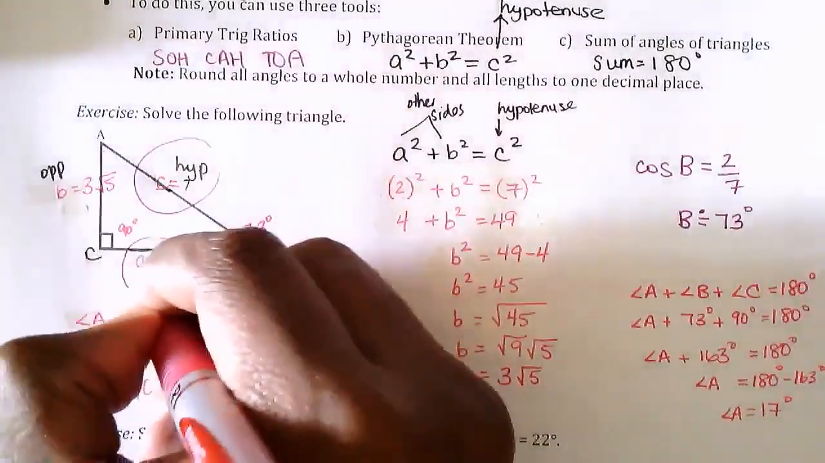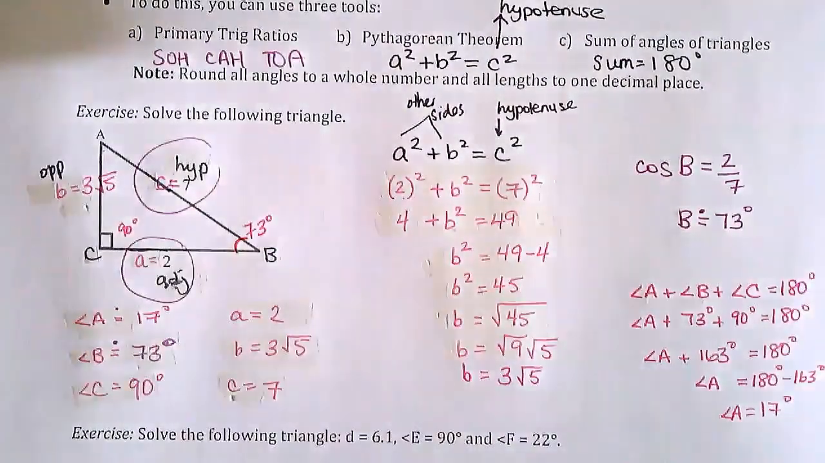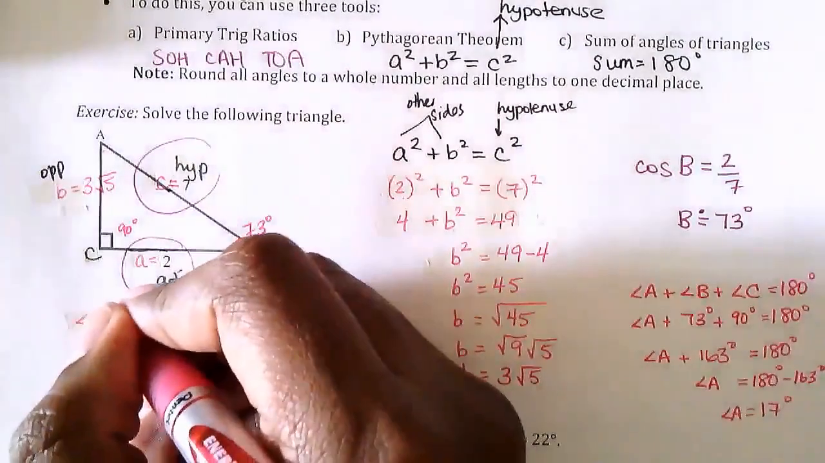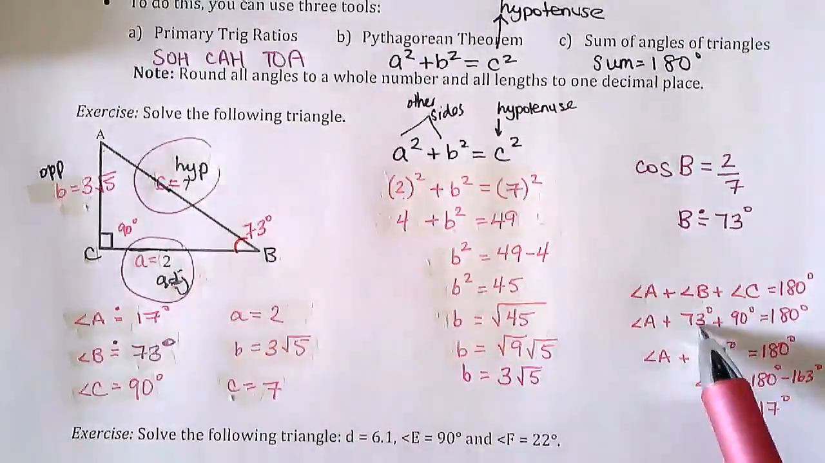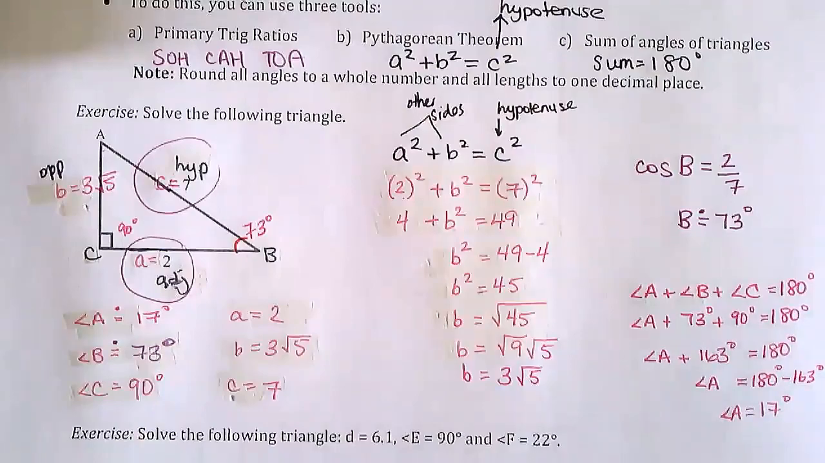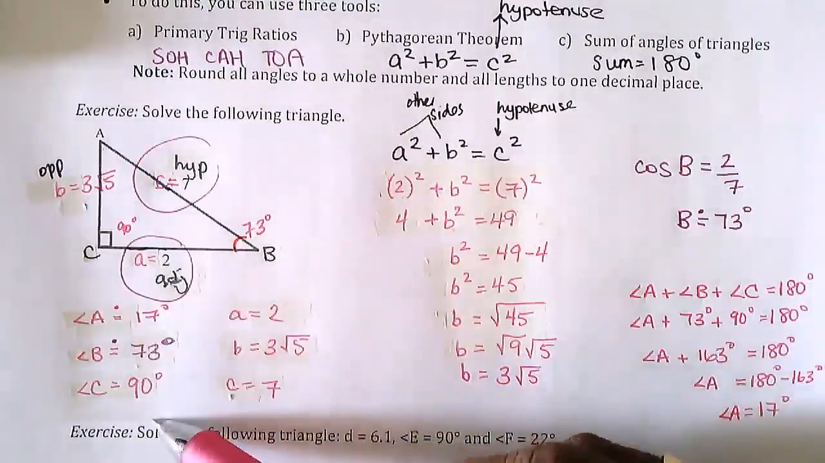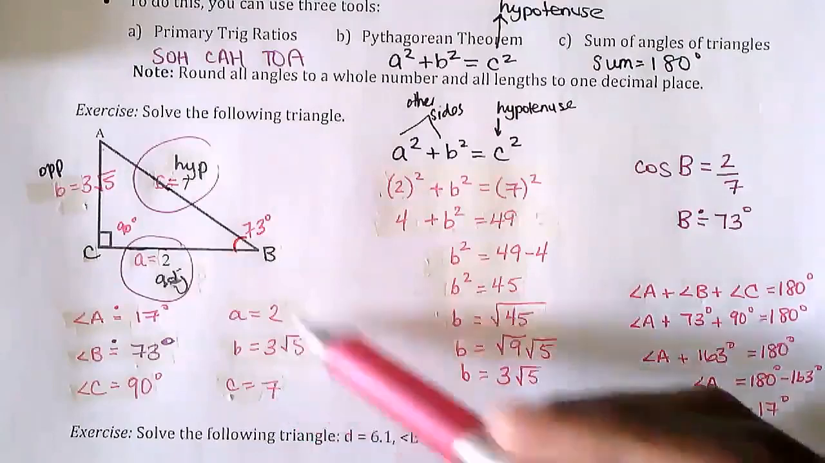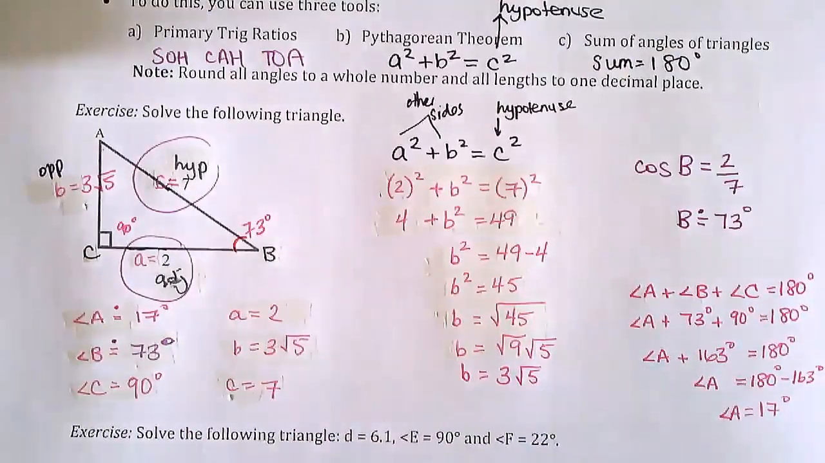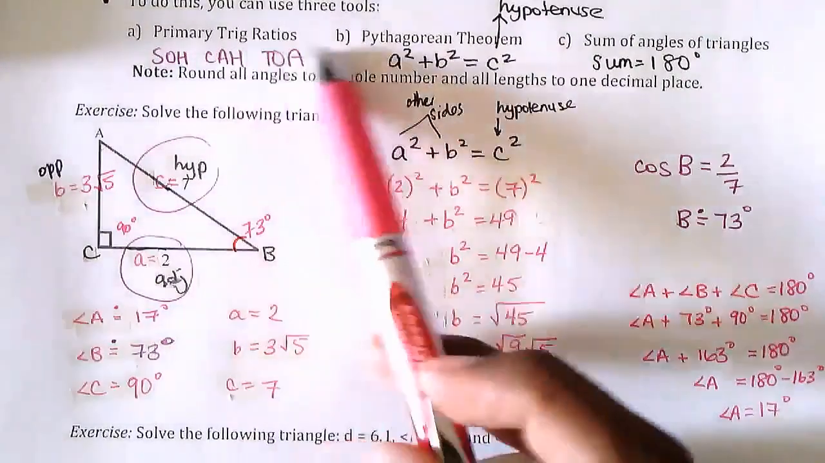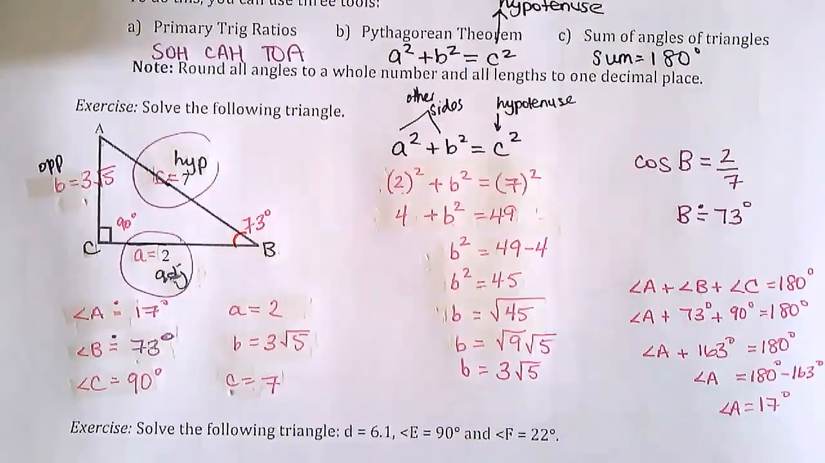And now I can plug that in. Again, I'm going to put a dot there because that's still approximate. That is about 17 degrees because we assumed that B was around 73 degrees. Now we've solved for all the angles. We've solved for all the side lengths. We essentially have solved this triangle. So whenever they ask you to solve a triangle, you're just trying to find all the side lengths and all the angles using any tools that you have at your disposal. For right angle triangles, that's SOHCAHTOA, the Pythagorean Theorem, as well as the sum of the angles of triangles.